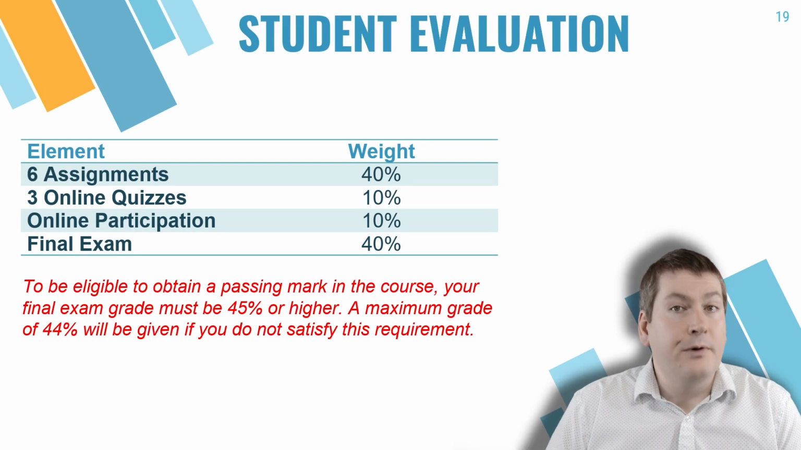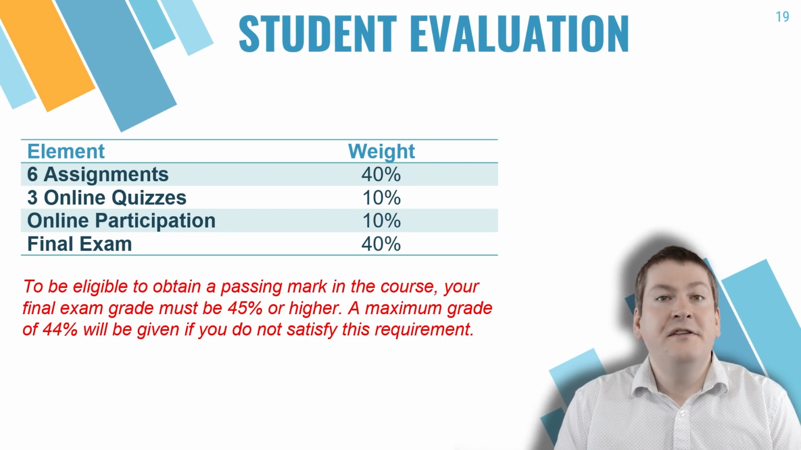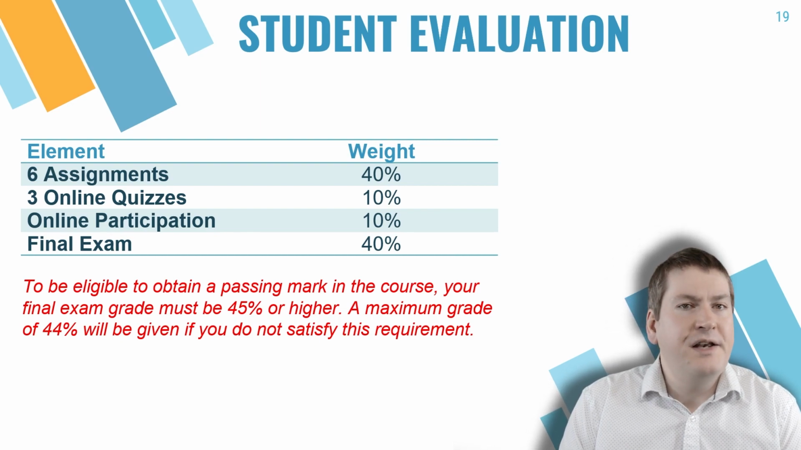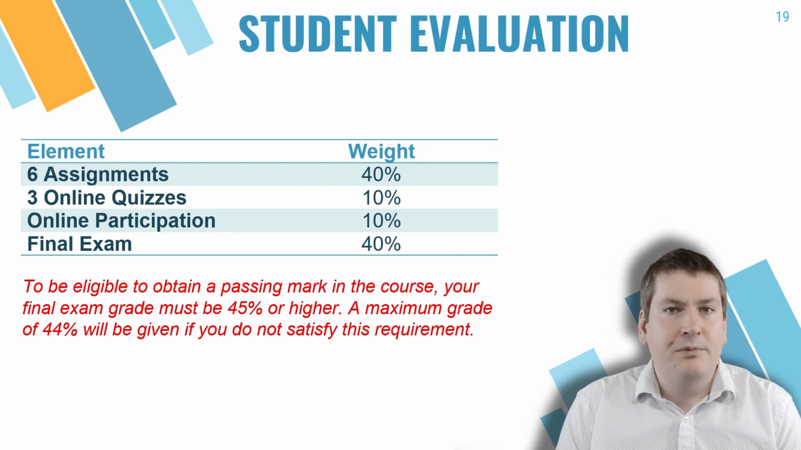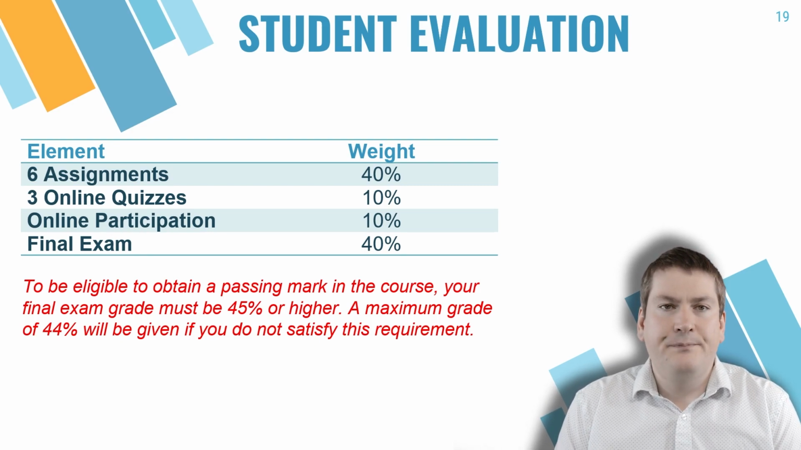Now, what you're probably really interested in, which is how you're going to be graded. The 6 assignments will be worth 40% in total. The 3 online quizzes will be worth 10% in total, online participation 10%, and the final exam 40%. We'll get into what each of these entail in a few slides.